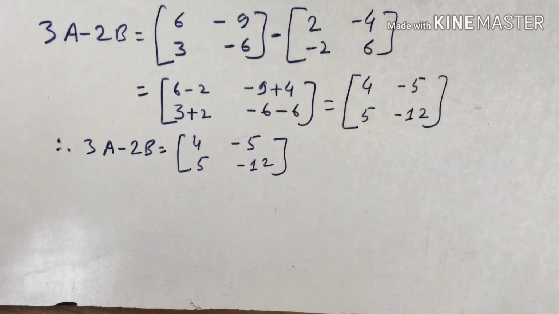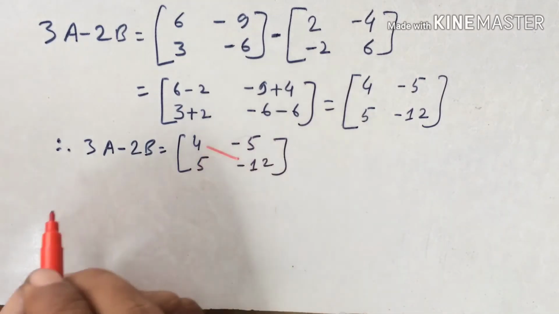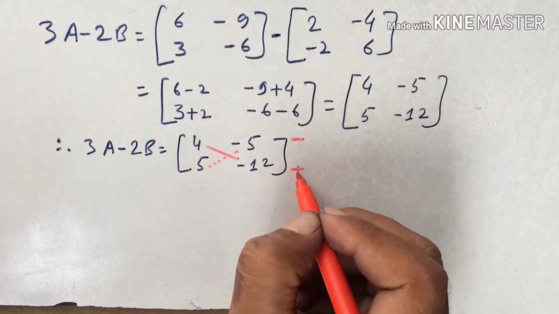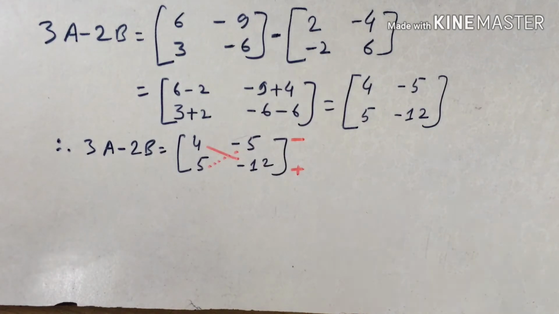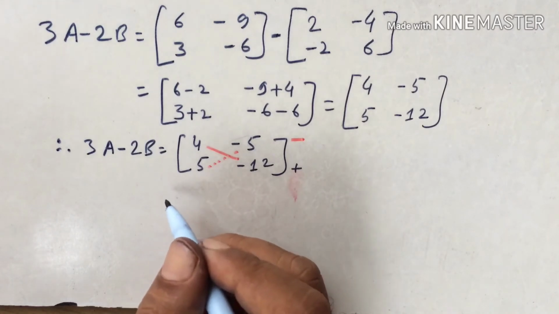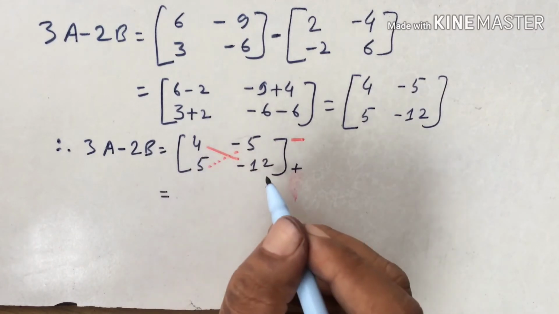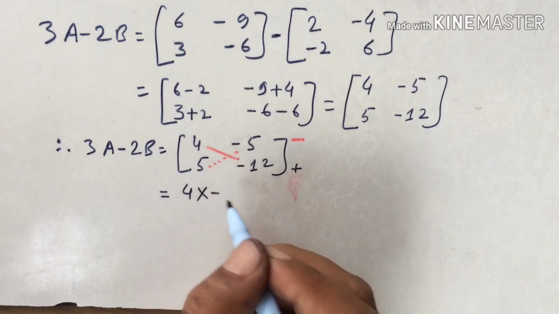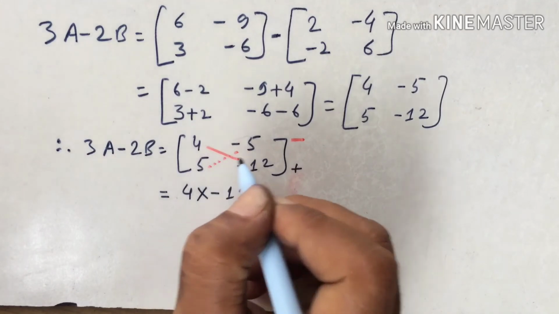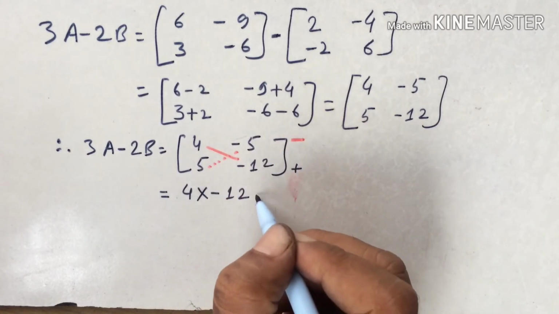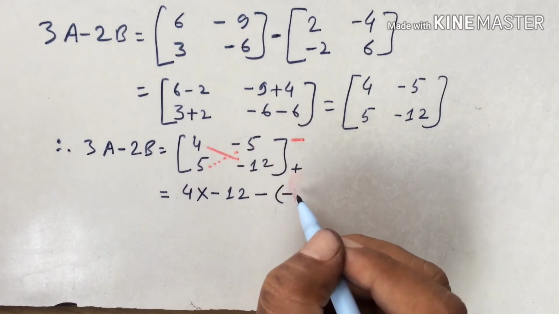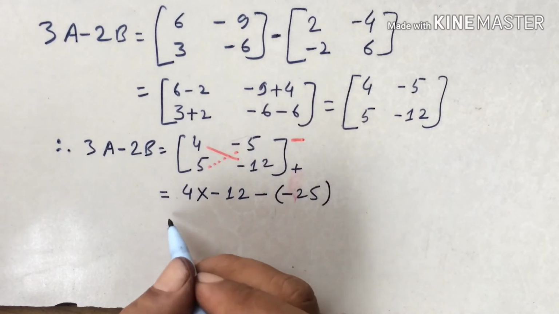So we have to multiply 4 with minus 12. Here should be minus, and 5 with minus 5. Here should be plus. So if we operate 4 times minus 12, and here when we multiply 5 with this, it should be minus according to the rule, so minus 5 times 5 is minus 25.